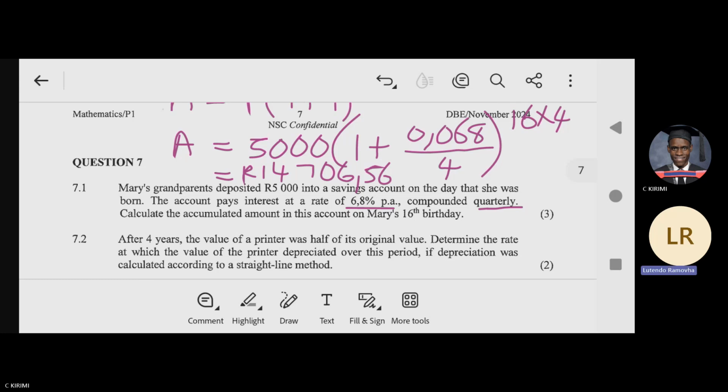So can you please help with this one? Are you done? Can you please help me with this one?